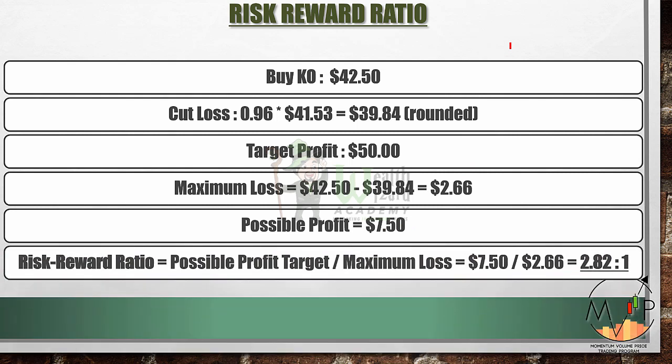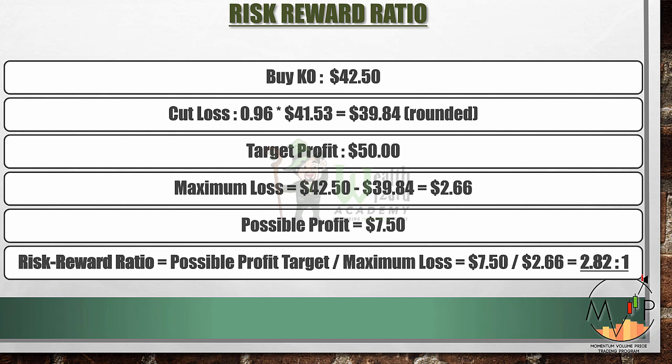$7.50. So my risk reward ratio is the possible profit target, which is the $7.50, and then my maximum loss, which is $2.66. That gives me a ratio of around 2.82 to 1. So this is definitely very close to the 3 to 1 ratio that I usually want. Of course the minimum is 2 to 1, but I always love to have at least 3 to 1. So this is almost close to 3 to 1.